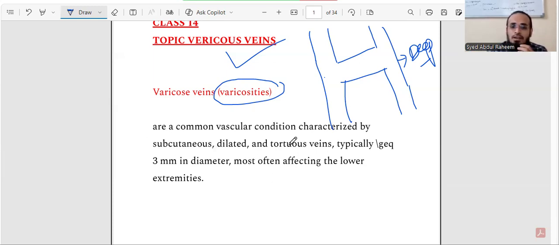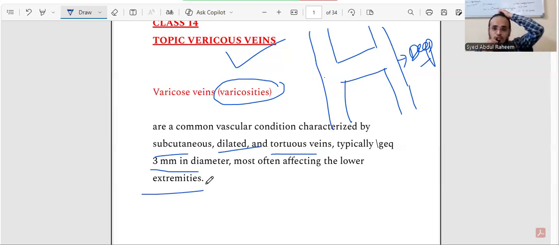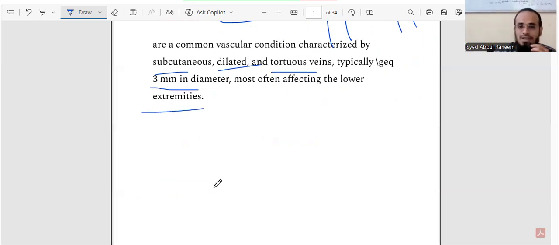So what will happen? It is characterized by subcutaneous dilated tortuous veins, typically 3 mm in diameter, most often affecting the lower extremities. Mostly subcutaneous, superficial veins are affected; in some cases deep, in some cases perforating, connecting veins. They will dilate and change. Tortuous means the shape will change, and it is more than 3 mm diameter. It affects the lower limbs, legs.